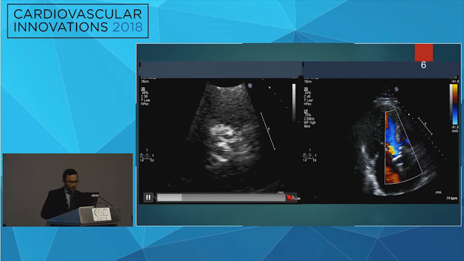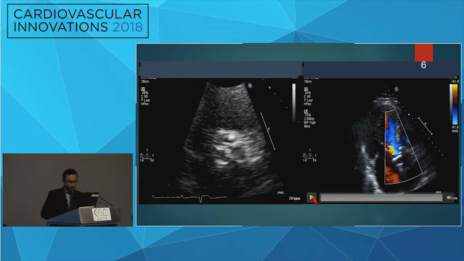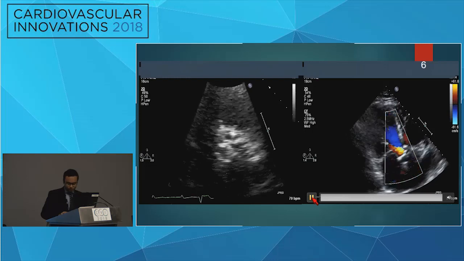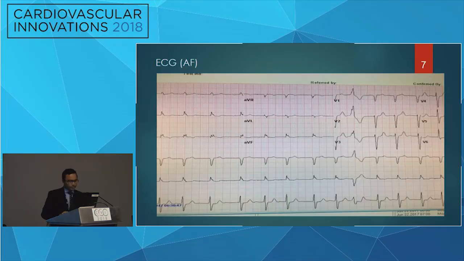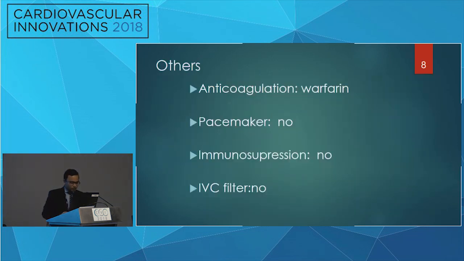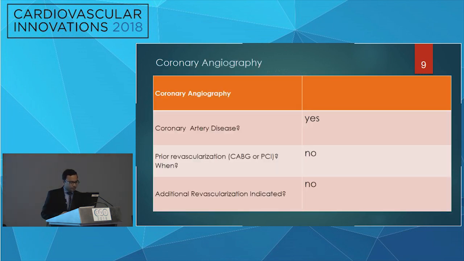And this is the short axis view, and then the 3-chamber view. Seems a little bit more of an AI right there. EKG just AFib. So there's no pacemaker, no AVC, not on immunosuppression. Otherwise, just concomitant for the AFib we talked about. She does have known coronary disease and never had a prior revascularization.